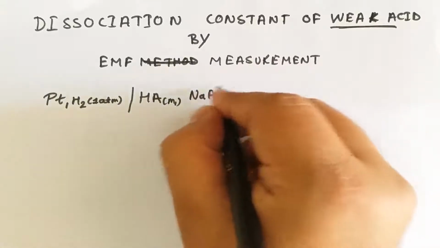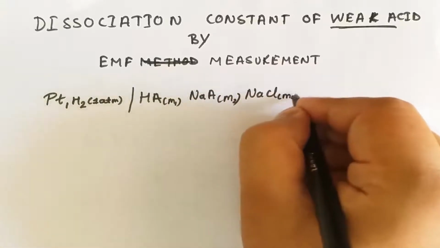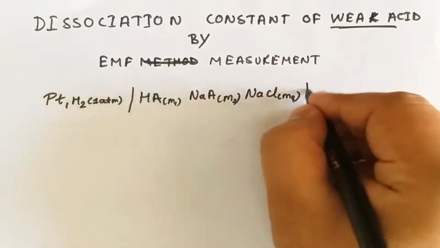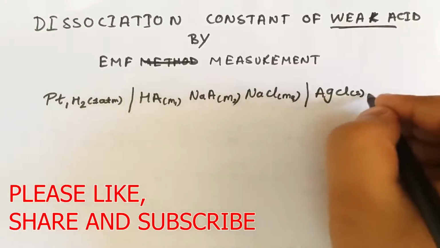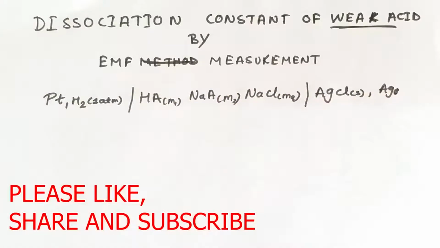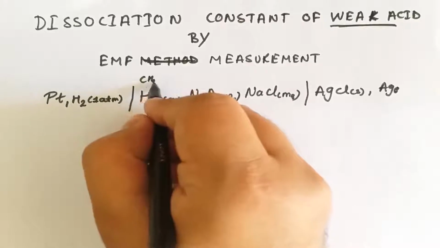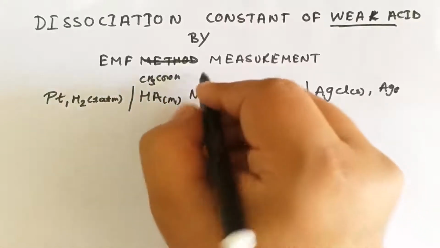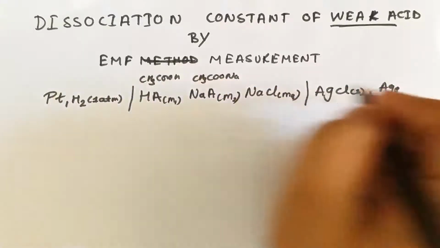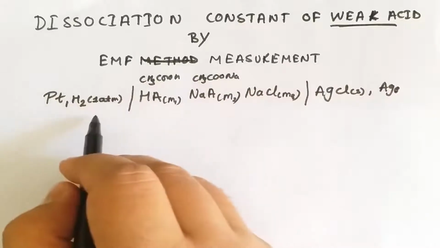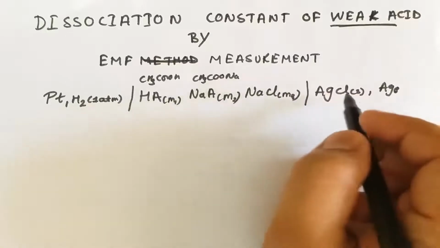Further it is in contact with a common ion, suppose we have sodium chloride whose molarity is M3. That is in contact with our silver chloride electrode, that is AgCl solid, which is in contact with silver. So this will be the construction of our cell. And suppose if we are using acetic acid over here, then this salt will be sodium acetate and hence NaCl, and this will construct our cell wherein our hydrogen half cell will act as an anode and our silver chloride half cell will act as a cathode.